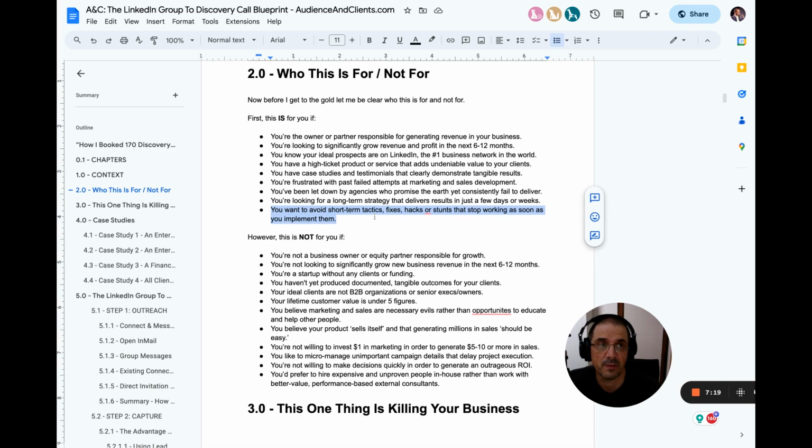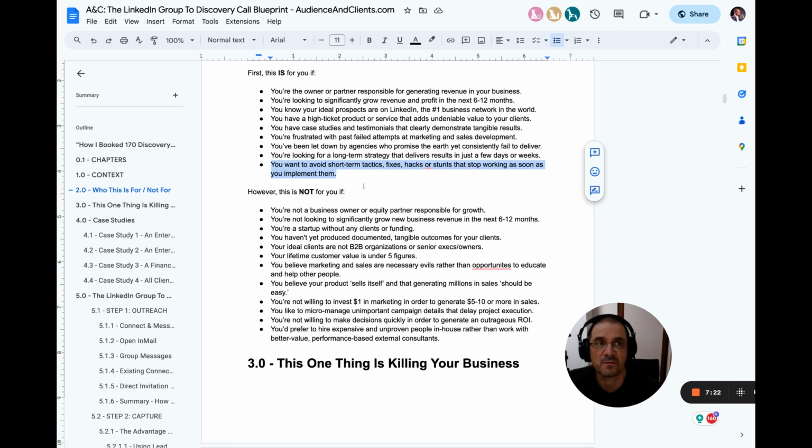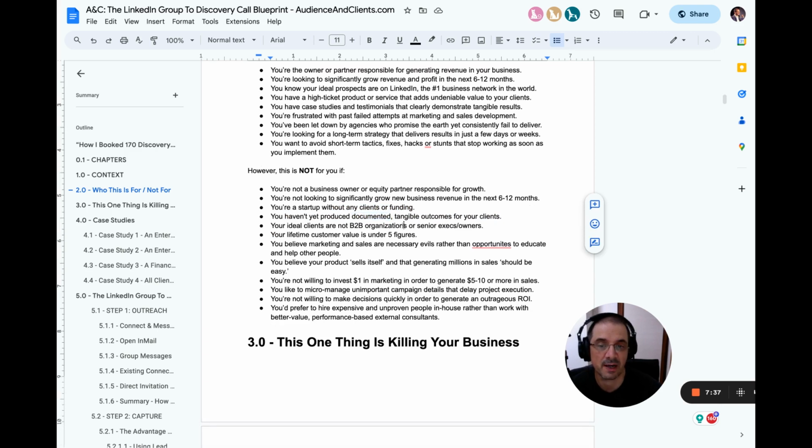However, this is not for you if you're not a business owner or equity partner responsible for growth, if you're not looking to significantly grow new business revenue in the next 6 to 12 months, if you're a startup without any clients or any funding, you haven't produced any documented, tangible outcomes yet for your clients, your ideal clients are not B2B organizations or senior execs or business owners, your lifetime customer value is under five figures, or if you believe marketing and sales are necessary evils rather than opportunities to educate and help other people.